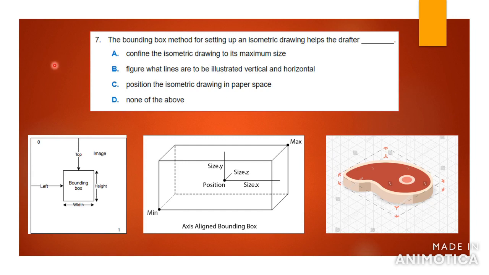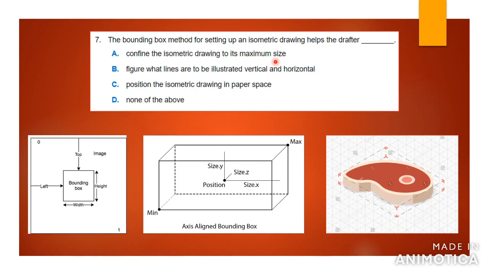So the answer would be a bounding box confines, or it keeps the isometric drawing to its maximum size, and it gives you the information of the maximum size of that object. If you ask why you would need that, let's say you have a refrigerator and you want to know the bounding box size of the refrigerator. You need to know that in case you have to fit it into a certain space in your house or in the kitchen, or you have to take it through a door. You know the minimum size that the door should be in order for that object to pass through.